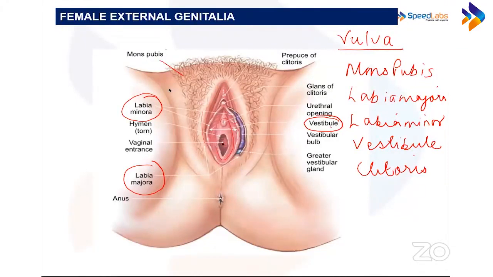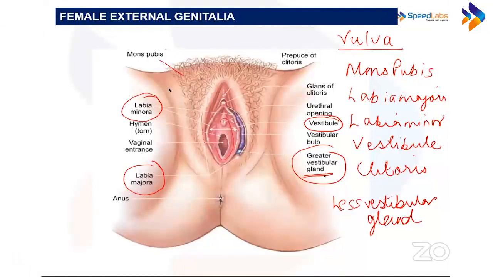You also have certain glands. You can see the greater vestibular gland, and there is one more, the lesser vestibular gland also. Just look at the location of the greater vestibular gland. So here is the greater vestibular gland. All right. And you also have the lesser vestibular gland. These are the different glands present in the vestibule.